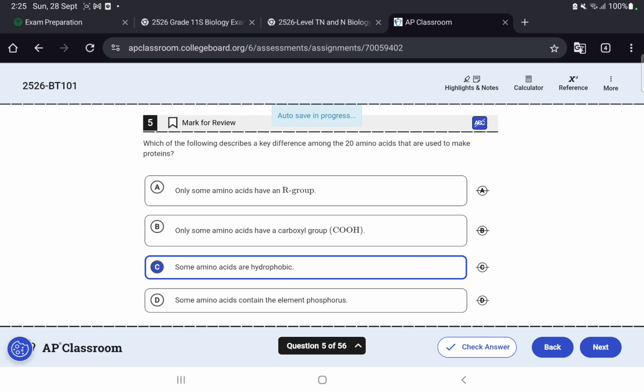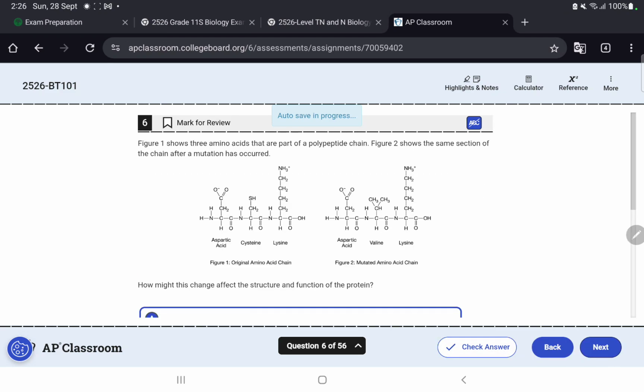So which of the following describes the key difference among the 20 amino acids that are used to make proteins? So in amino acids, there are 10 amino acids that are hydrophobic and 10 amino acids that are hydrophilic. 10 amino acids that hate water, 10 amino acids that like water. That's the difference between them. Some are hydrophobic, and that is the correct answer.